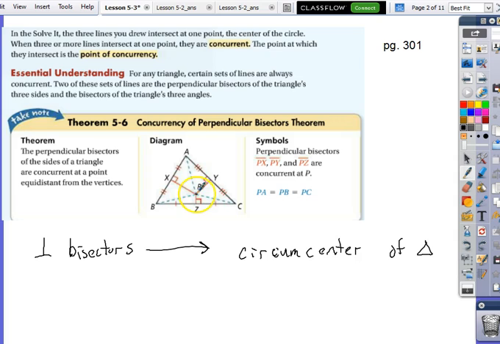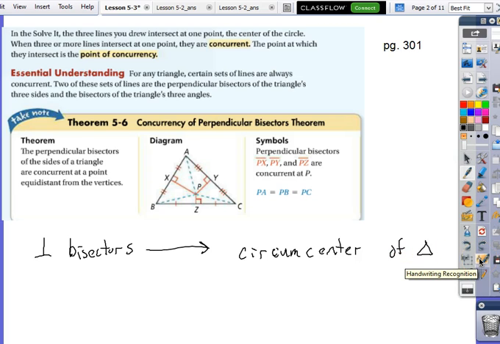The first one is a concurrent point that happens from the perpendicular bisectors of each side of a triangle. And I'll show you this in a construction in just a second. But if I draw the perpendicular bisectors of each side of a triangle, they will all cross in the same point. And in fact, depending on what type of triangle it is, they can cross inside the triangle, they can cross outside the triangle, or they can actually cross on the hypotenuse of the triangle if they're a right triangle. So, perpendicular bisectors actually give us the point of concurrency that we call the circumcenter of the triangle.